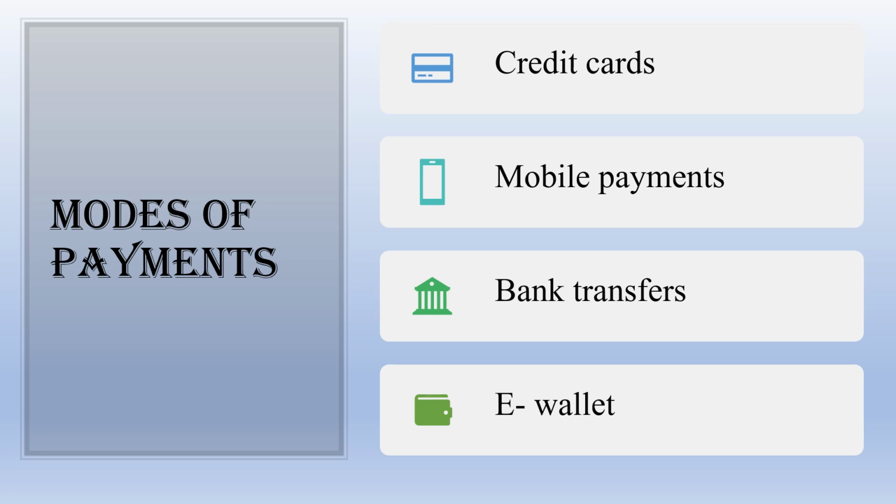The first one is credit cards. Credit cards are the most common way for customers to pay online. Merchants can reach out to an international market with credit cards by integrating a payment gateway into their business. So most online users and online businessmen use credit cards for online payment.